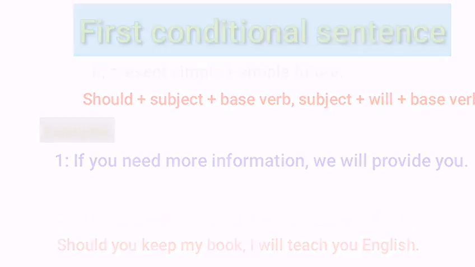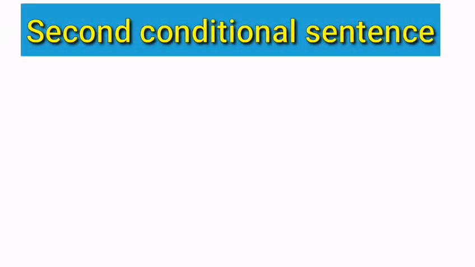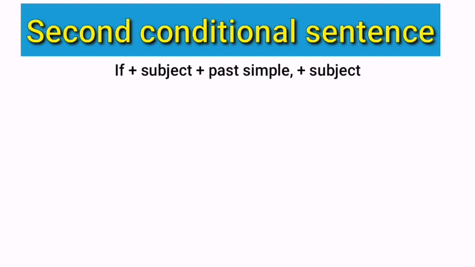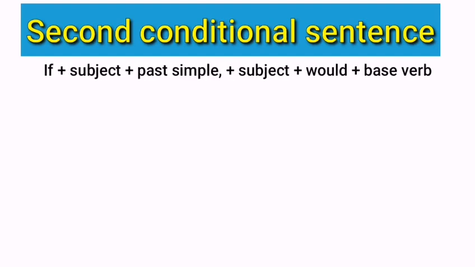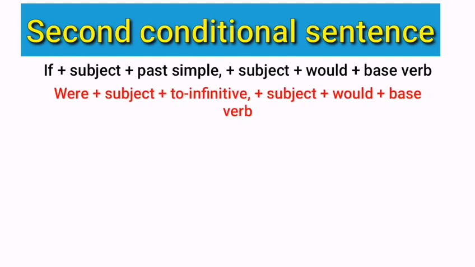Now let's learn inversion of second conditional sentence. Basically, the second conditional sentence normal structure is if plus subject plus past simple, plus subject plus would plus base verb. And the structure of inversion is were plus subject plus to infinitive, plus subject plus would plus base verb. Just look at these examples.